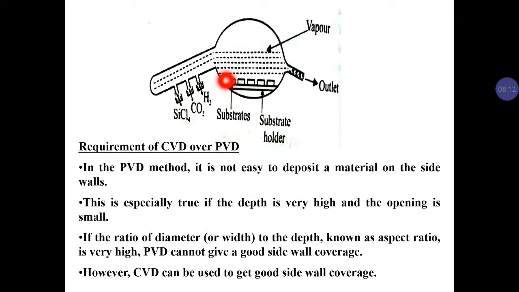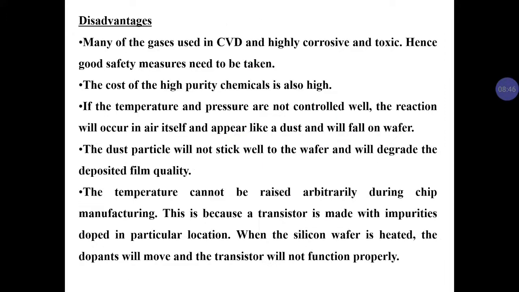The top layer of the substrate will have uniform thickness. Even the side wall will have a uniform thickness, and that we call the aspect ratio. Okay, the ratio of diameter to the depth is called the aspect ratio. So the CVD technique has a very good aspect ratio when compared to the PVD technique, so that even the side walls can be coated uniformly. So that is the advantage of CVD over the PVD technique.